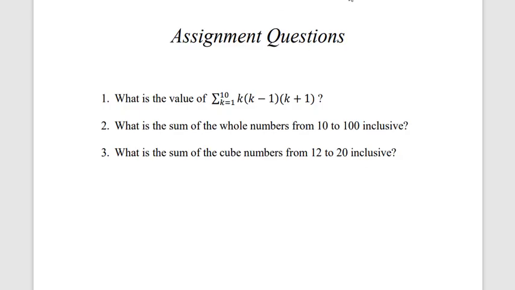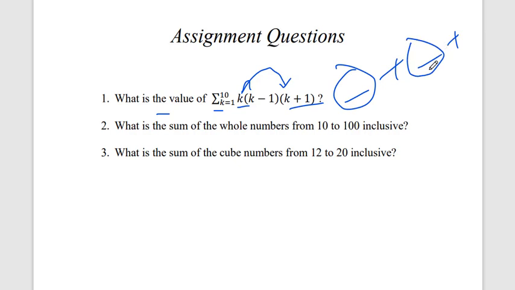Now here is your assignment question. What is the value of sigma k is equal to 1 to 10, k into (k minus 1) into (k plus 1)? So how do we calculate? First of all, multiply the brackets, and after multiplying with the second bracket, make a polynomial like something plus something plus something. Then with the addition property apply sigma to each term, and with the shortcut you can find the value for k is equal to 1 to 10.